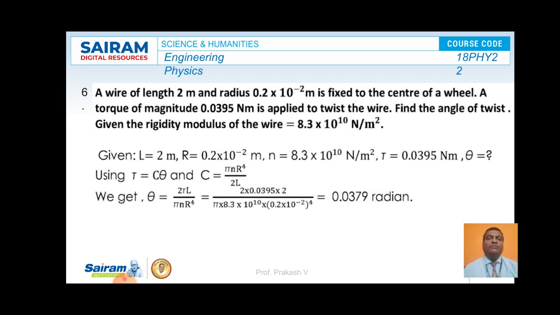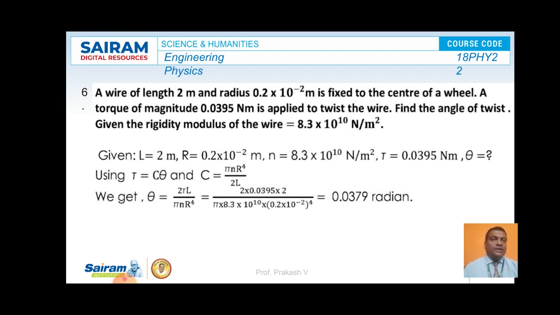So as per the formula, we know T is C theta, and further C is pi n r to the power of 4 by 2L. Then theta becomes 2TL by pi n r to the power of 4. Now here we have to substitute the value of T, L, n and r. So by substituting the values and on simplification, the value of theta, that is angle of twist, is 0.0379 radians.